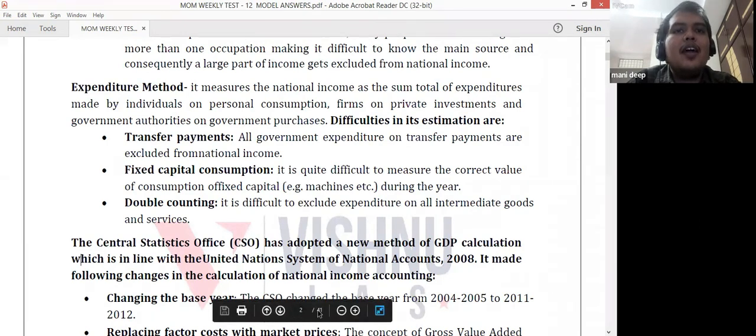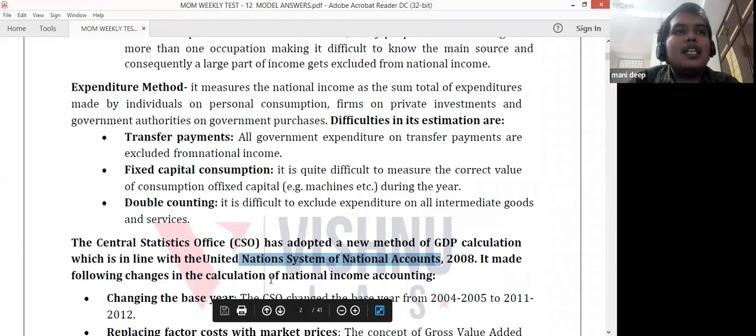They have adopted the United Nations System of National Accounts. If you write this, you get some extra marks because this is an international institution and these are the standards set by that institution. So if you write UNSNA, then it is very useful and you can get some extra marks.